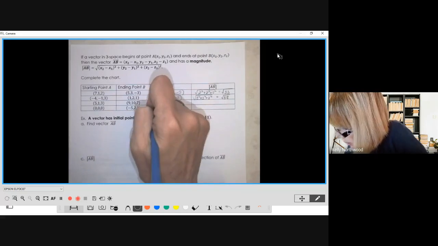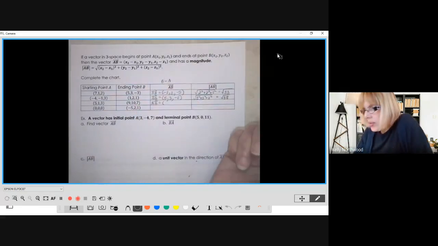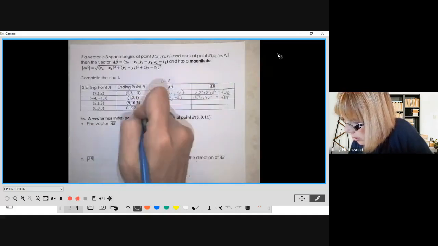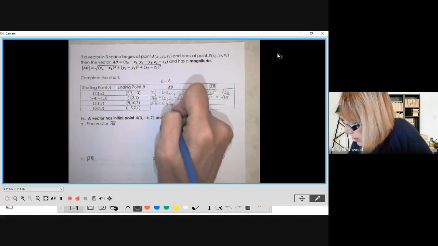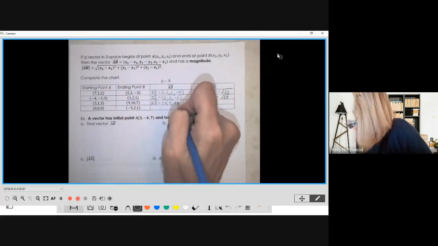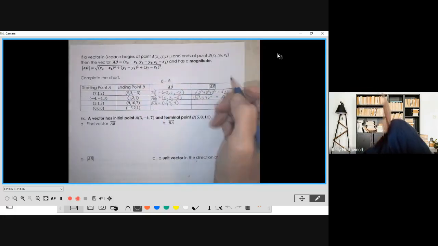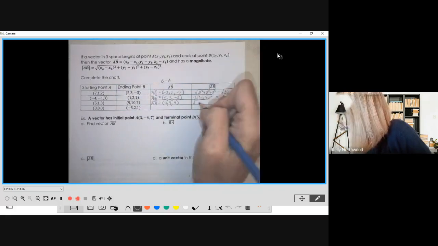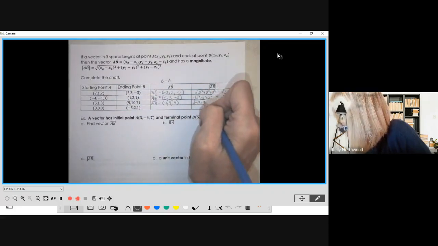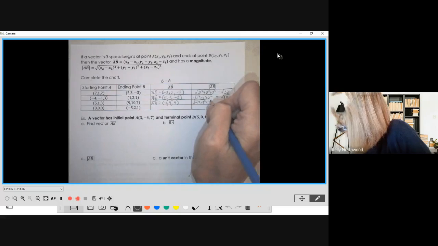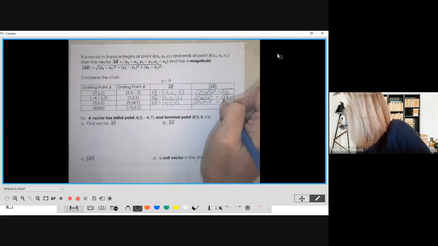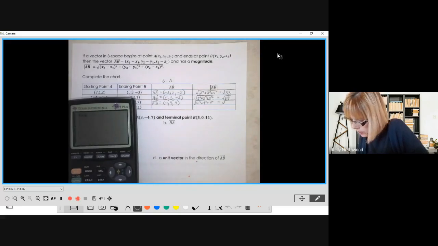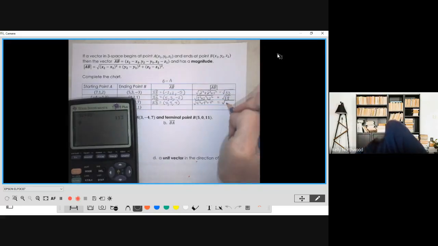Here, vector AB is going to be the vector that starts at 0, 0, 0 and ends at 4. 10 minus 1 is 9. 7 minus 3 is 4. Ends at 4, 9, 4. So vector AB is vector 4, 9, 4, and its magnitude is the square root of 4 squared plus 9 squared plus 4 squared, which is the square root of 113.